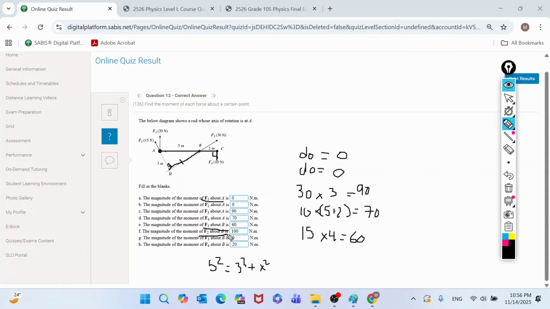Okay, F2 about B. So 20 times 5 equals 100. F3 about B. F3 is on B, so distance is 0. It's equal to 0. And F4 about B is 10 and the distance is 2. So 10 times 2 equals 20. Okay guys, now you should understand how to find the moment of a force.